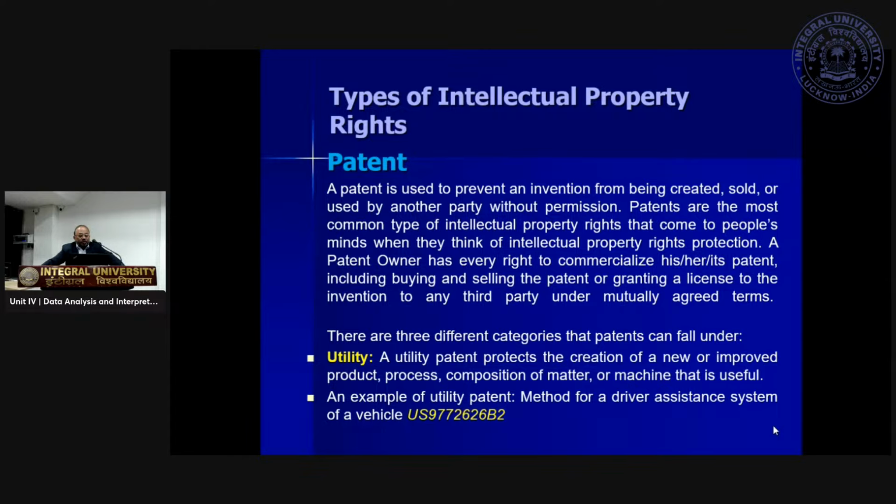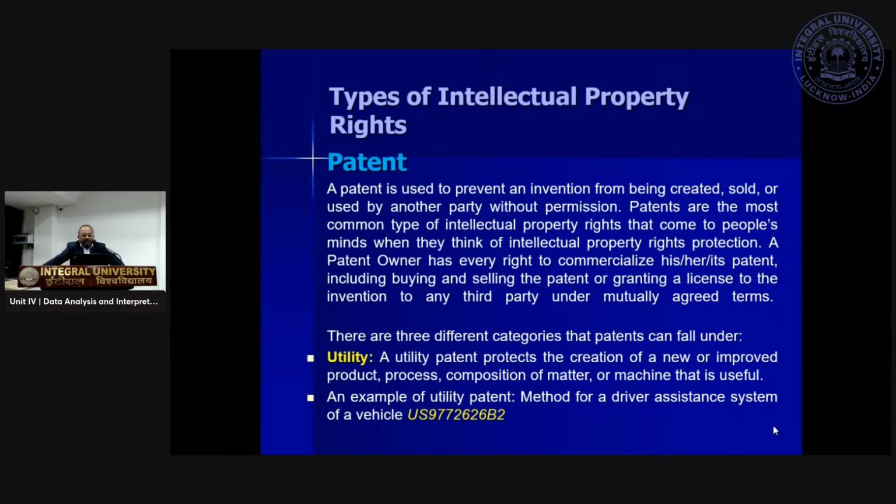So a patent owner has every right to commercialize his or her or its patent, including buying and selling the patent or granting a license to the invention to any third party under mutually agreed terms and conditions. So it depends on you. It's your property and if you want to sell it, or give rights to some company to produce the product, that is allowed.